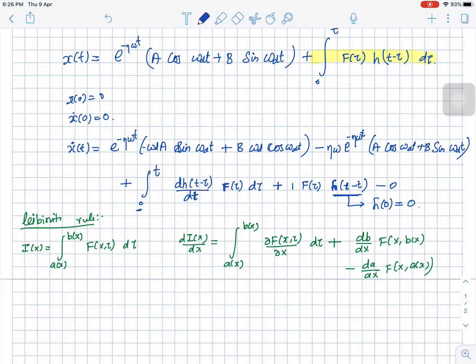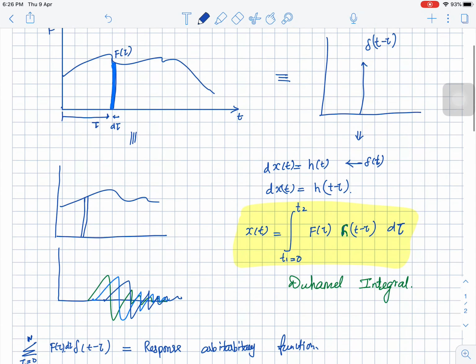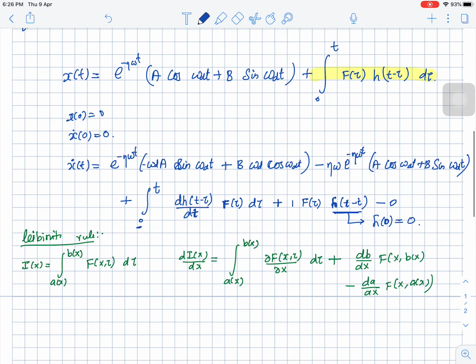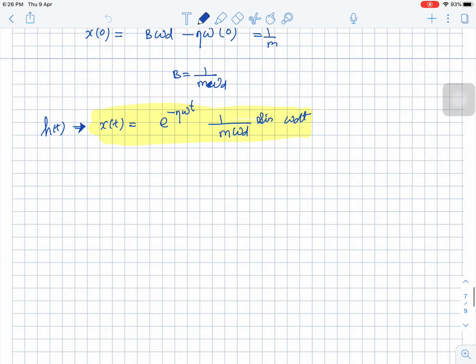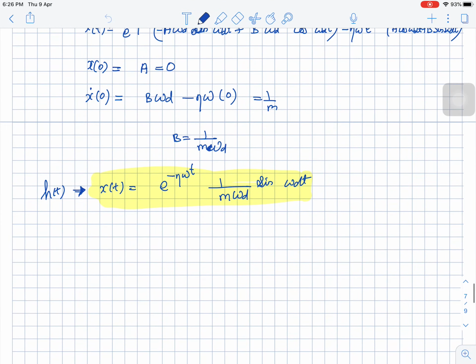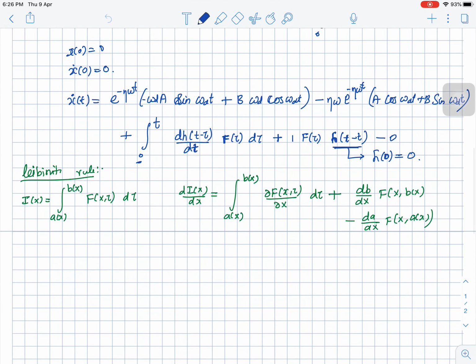So if you put t into the h term, as we have derived before, where we suddenly apply the load, this is h of t. If we put 0, h of 0 equals 1 by m omega d times sine of 0, which will be 0. So that's why it's 0. So now you might know why h of 0 equals 0. Therefore we have x and x dot now.